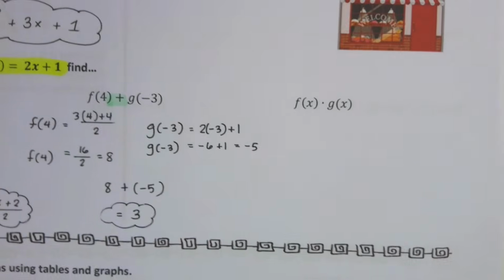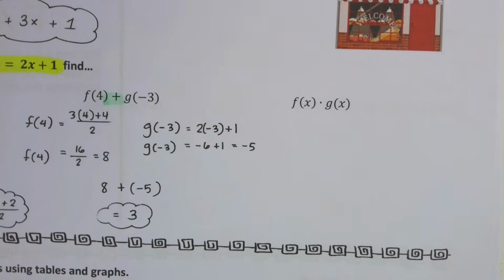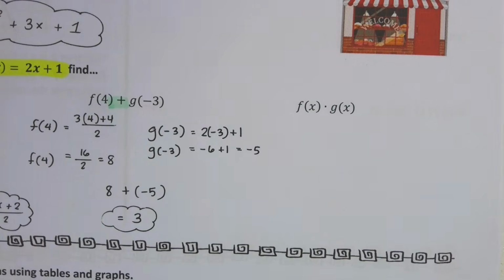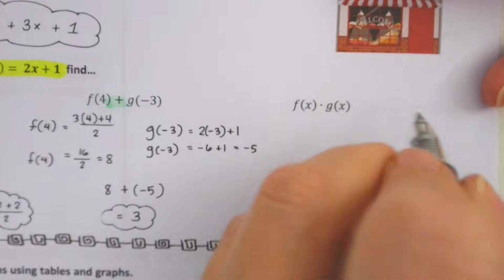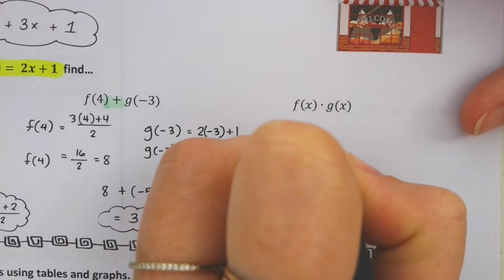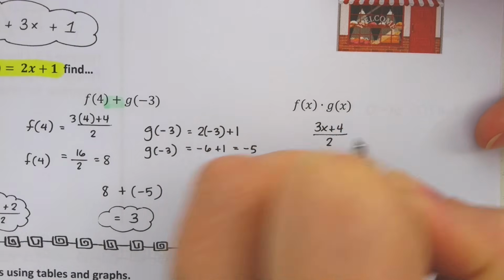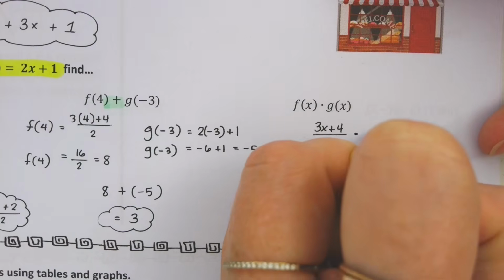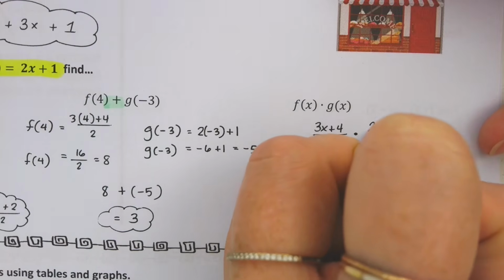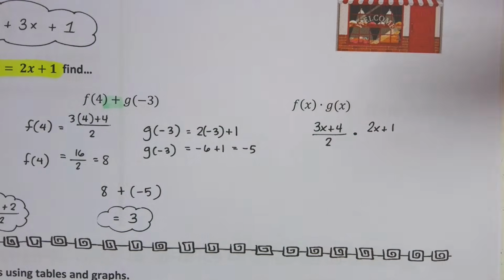All right, the third one is multiplying. I'm going to set it up for you and then I'll have you put your final answer on a whiteboard, but let's set it up first and talk about it. F of x times g of x. So we're going to have 3x plus 4 over 2 times 2x plus 1. Do we need a common denominator for multiplying? No, we don't. Anyone remember how we multiply?